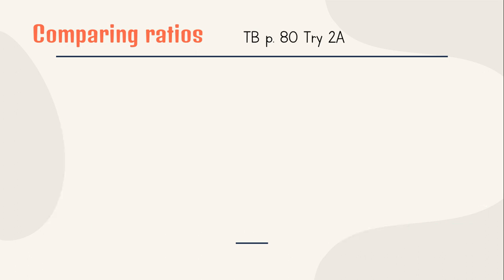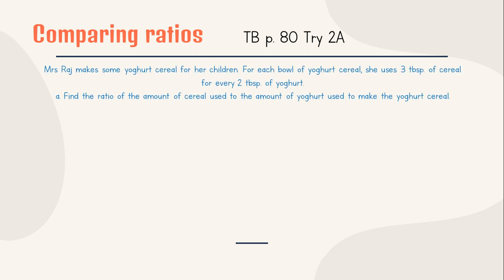Textbook page 80, try 2A. I believe in learning by doing, so that's what we're going to do. Mrs. Roger makes some yogurt cereal for her children. For each bowl of yogurt cereal, she uses 3 tablespoons of cereal for every 2 tablespoons of yogurt. Whenever you see TBSP in a recipe, it means tablespoon. What is tablespoon? Sendok makan, bukan sendok teh. Teaspoon, without B, is sendok teh. But because we have B here, it means tablespoon.